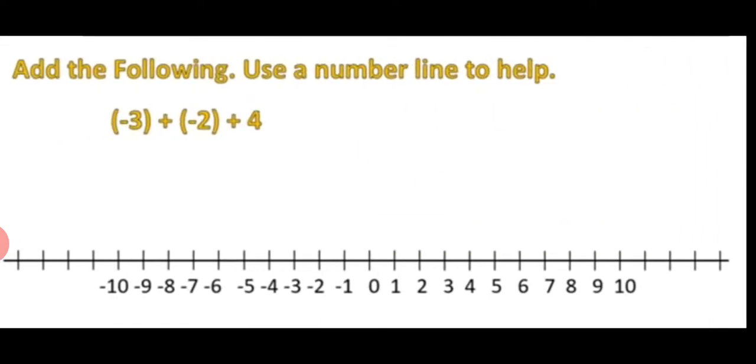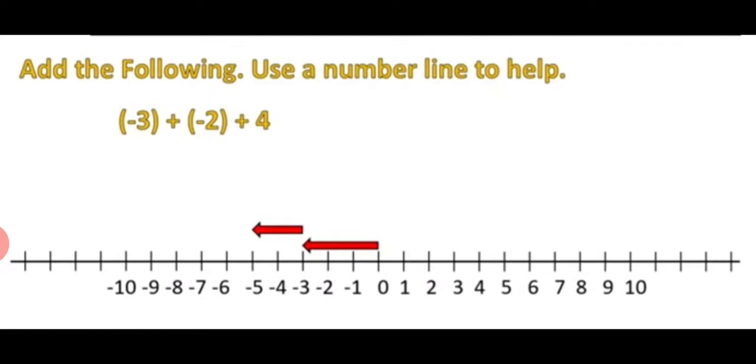Now, coming to another example. -3 plus -2 plus 4. So, what should we do? First, the first number is -3. So, starting from 0 towards the left side, that means the negative side, we move up to 3 units. Next, -2. That means starting from -3 to the left side up to 2 units. We get -5. Next is +4.